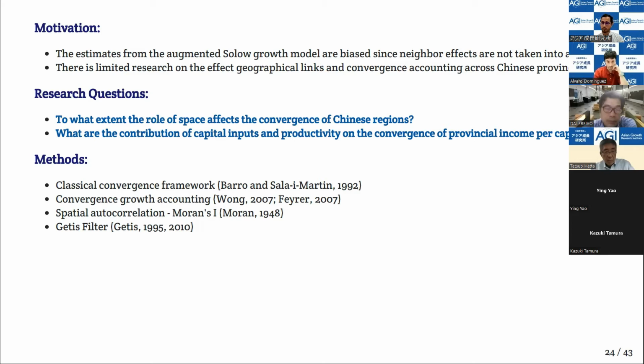The classical convergence framework, which I think most of you know. There are many papers, but there is a seminal paper if you want to point at one, which is Barro and Sala-i-Martin in 1992. Then we have convergence growth accounting, which is a more recent framework by Wong and Fare in 2007. And we have a statistic that measures the agglomeration, or let's say autocorrelation of data, which is the Moran statistic, which was developed many years ago. And we're going to use the Getis filter, which was created in 1995, but somehow is still used. And actually, this is being somehow compared to other spatial filters. And that's why I also mentioned a 2010 paper.